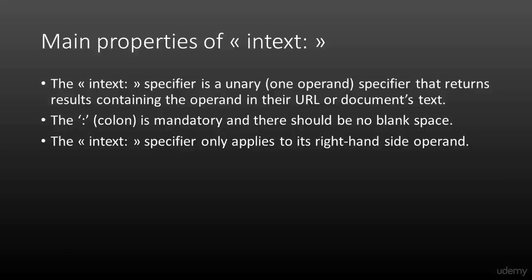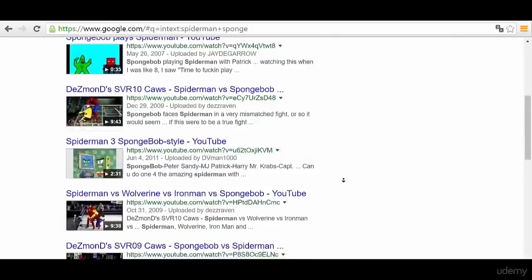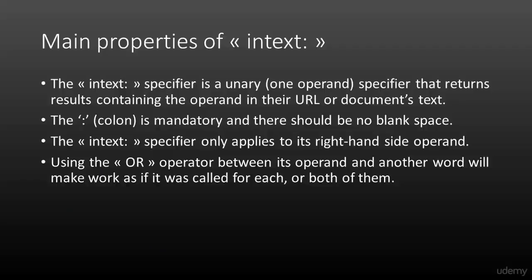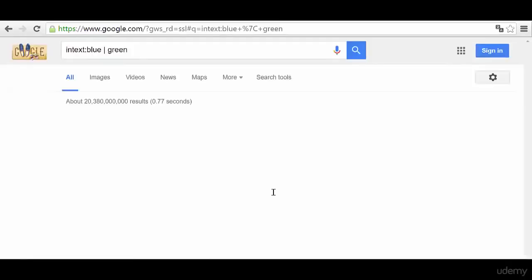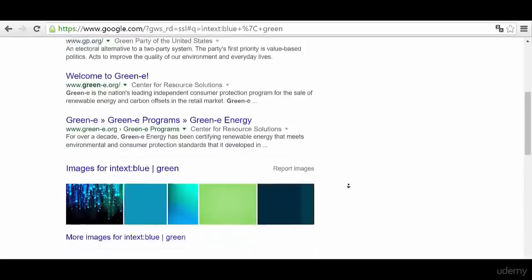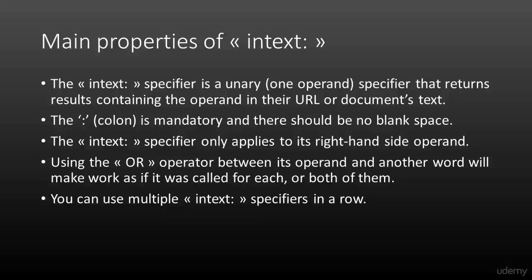The intext specifier only applies to its right-hand side operand. When you use the OR operator between its operands, it will work as if it was called for each operand or both of them. You can use multiple intext specifiers in a row, it will work as usual.